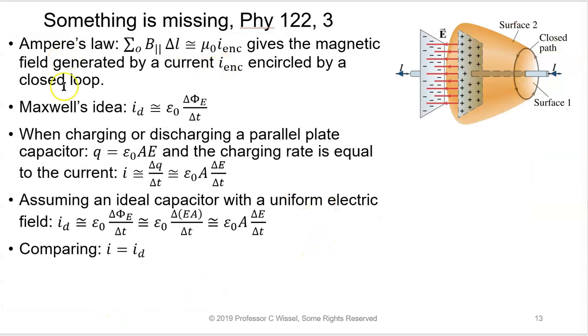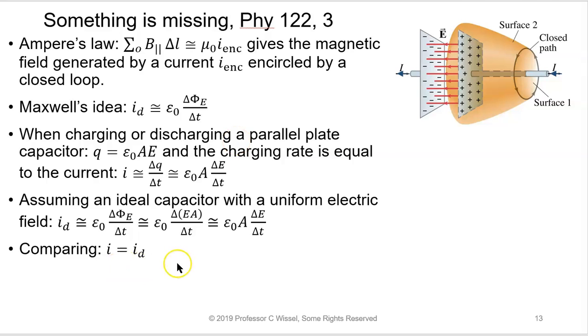Okay, so now we've got these two ideas. And now we had to bring them together to complete the symmetry. So when charging or discharging a parallel plate capacitor, Q is just epsilon naught A times E, and the charging rate is equal to the change of Q with respect to T. And if we do that, the current is just epsilon naught A delta E over delta T. If we assume an ideal capacitor with a uniform electric field, I_D is then equal to epsilon naught delta phi E over delta T, and of course phi E is just E times A. A doesn't change, so we can pull it outside. So I_D equals epsilon naught A delta E over delta T. If you look at these two equations, they're the same.